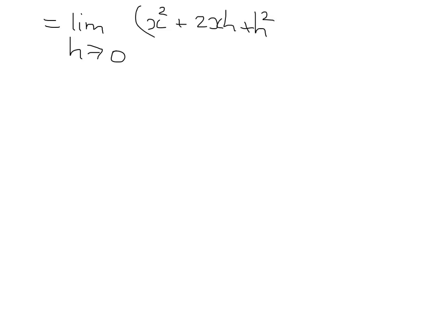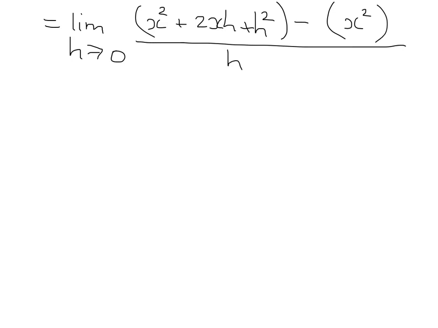So putting that all together, we get dy/dx is the limit as h approaches 0 of f(x plus h), which is (x squared plus 2xh plus h squared), that's in brackets, minus f(x), which in this case is just x squared. But if there's more than one term in those brackets, the minus will make the entire brackets a different sign, so it's wise to put them in brackets.